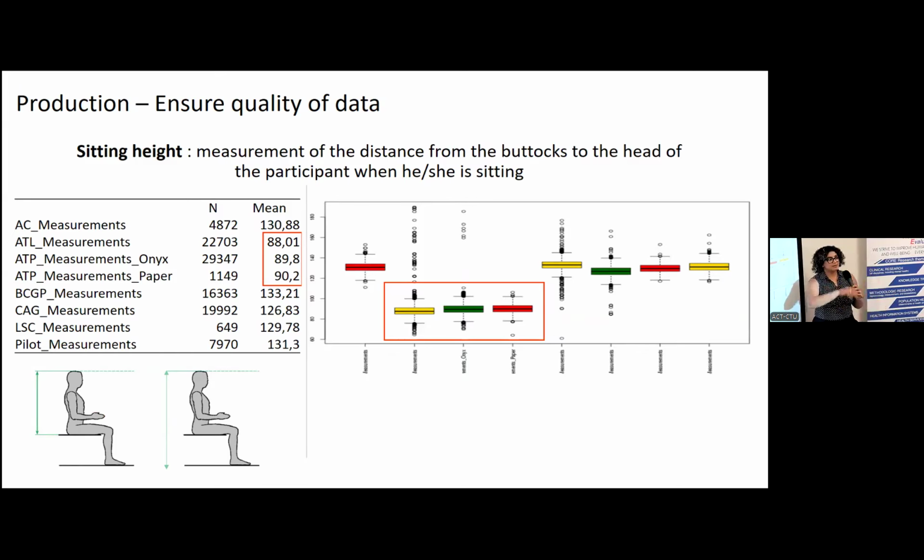You might have a multi-centric project where you need to make sure that the protocols used are identical across all centers. So this is a simple one. Sitting height is kind of self-explanatory, right? It's the height from the participant's head to its buttock.